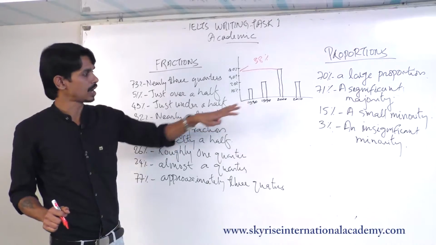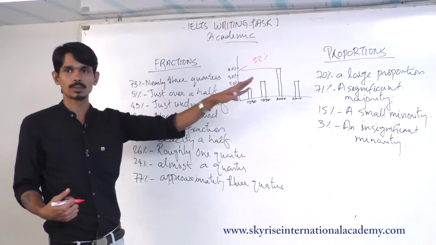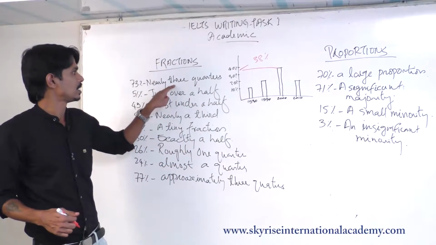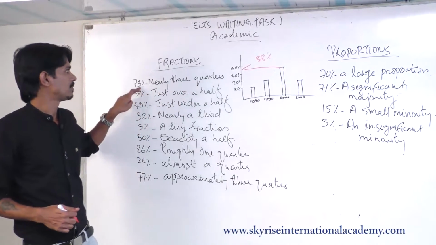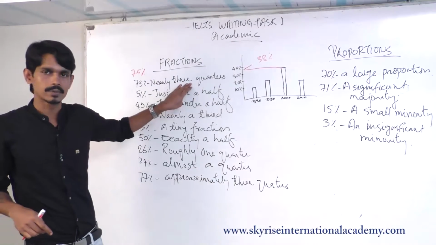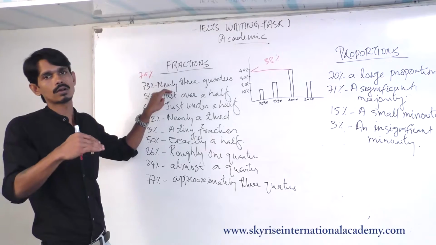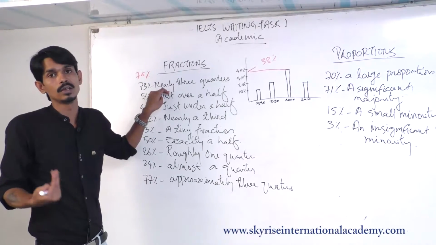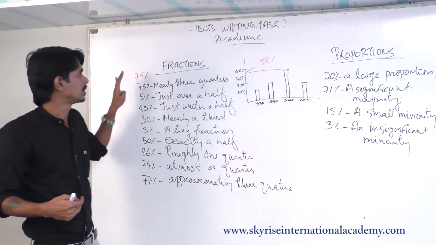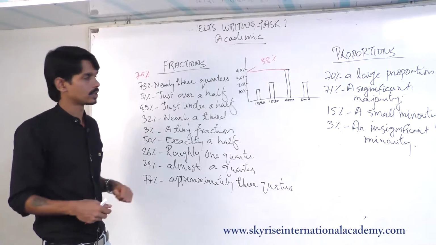So some of the ways in which you could express these percentages, fractions and proportions, I would like to explain to you. Now you say 73%, nearly 3/4. 75% is 3/4 complete, but 73% will be nearly 3/4. When you say nearly, which is not really complete, you can say nearly, almost. When you use these, it means that it has not reached the desired number or percentage.